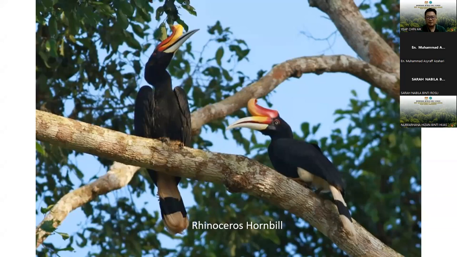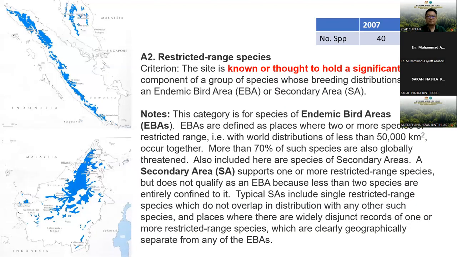Sarawak is well known for its bumi kenyalang tagline. So we also see this in Perak as well, and basically in Semenanjung Malaysia lah. The second one talks about restricted range species. Now this merujuk kepada kawasan-kawasan apa yang dipanggil sebagai endemic bird area. So endemic bird area ni dia special sikit kerana biasanya burung yang terdapat di EBA, endemic bird area, adalah terhad.